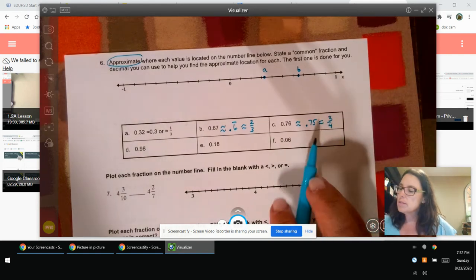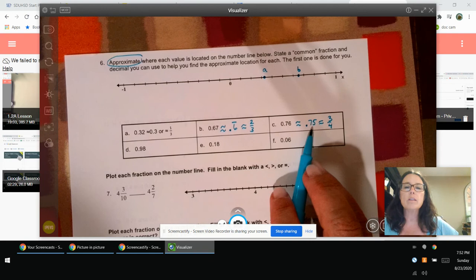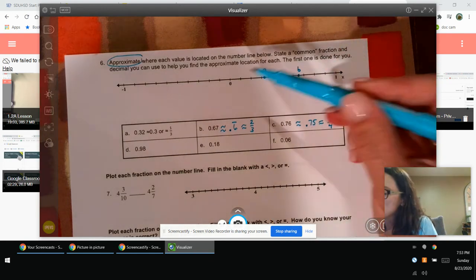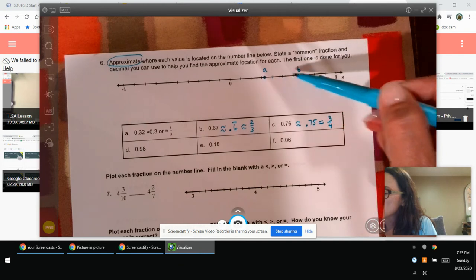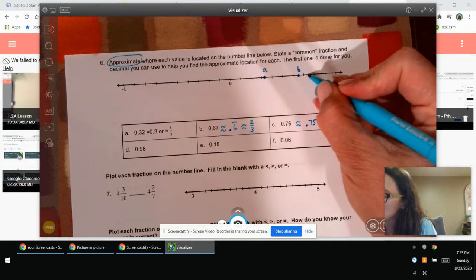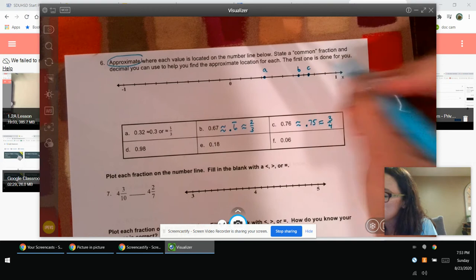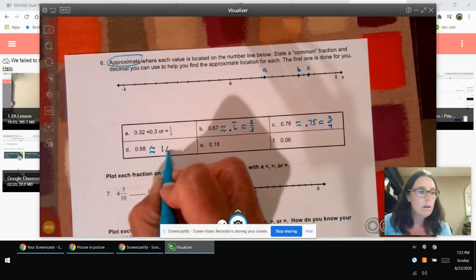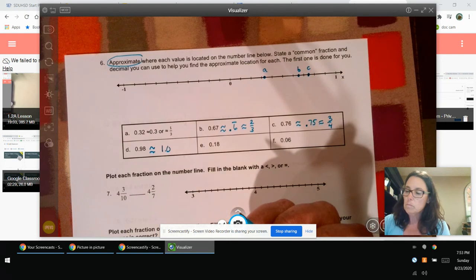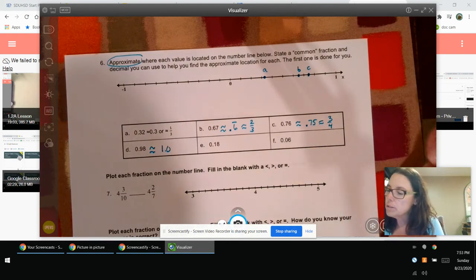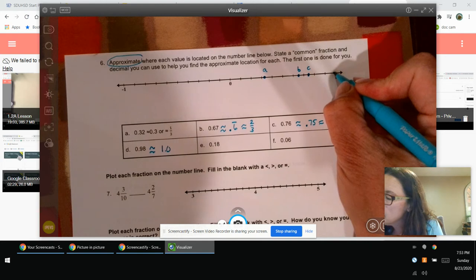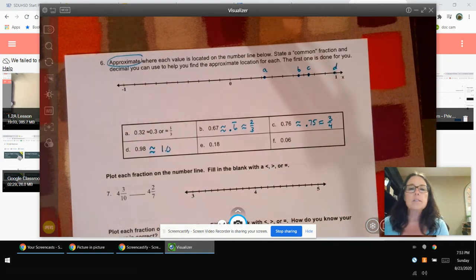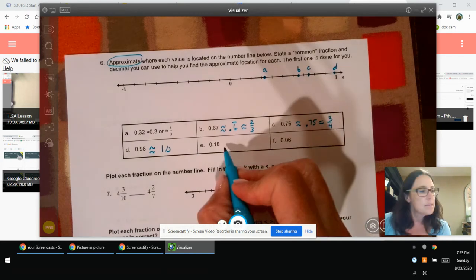Okay, so again, this is going to be between the 7th and 8th tick mark, right between. So 1, 2, 3, 4, 5, 6, 7, 8. That's going to be labeled C. This is very near 1 whole. So just shy of 1 whole. We're going to tuck it in right there. That's D.